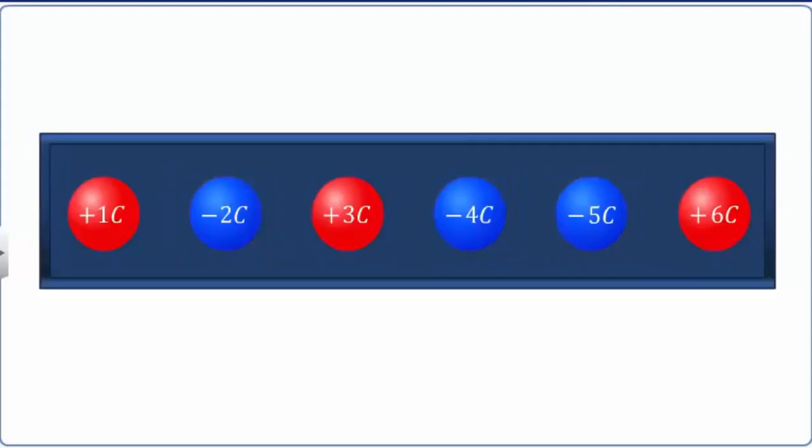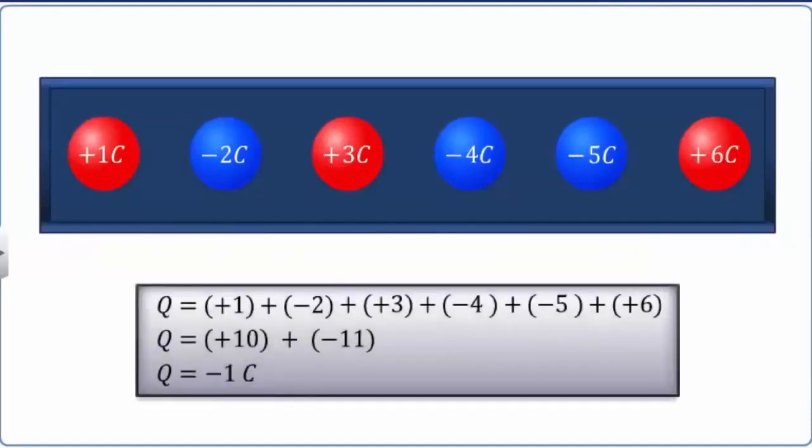We can determine whether a body is charged positively or negatively by finding the algebraic sum of all charges on the body. For example, if a body is given 6 charges, all in coulomb, say +1, -2, +3, -4, -5, +6, the algebraic sum would be -1 coulomb, which means it is a negatively charged body.